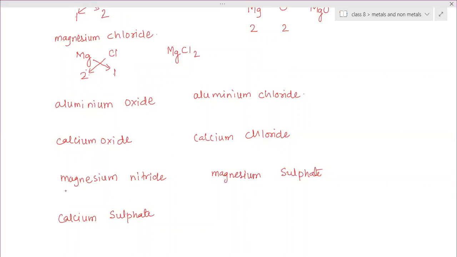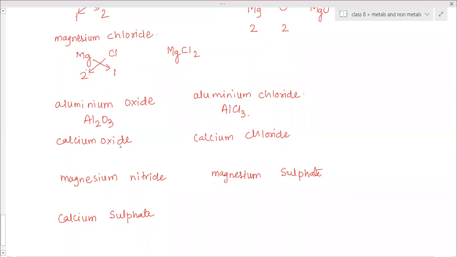So what is the formula of aluminium oxide? Al2O3. Yes, right. Aluminium chloride? AlCl3. Yes, it is AlCl3. Calcium oxide?